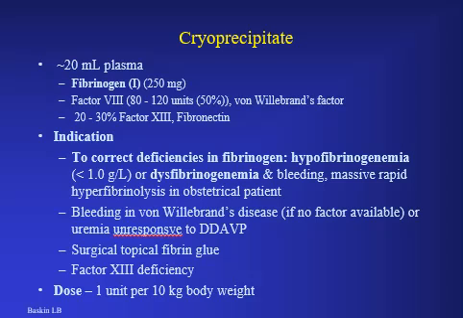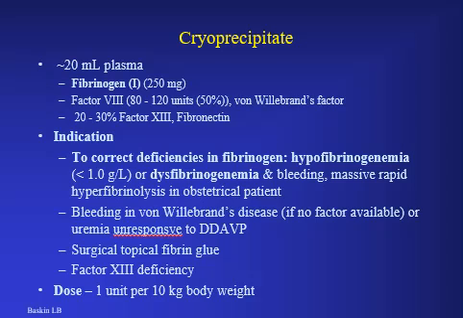Now, cryoprecipitate is a concentrated source of fibrinogen and factor VIII, along with some von Willebrand's factor, factor 13, and fibronectin. And this is all in a volume of about 20 mils of plasma. Since it's frozen, it's going to take, again, about 30 minutes to prepare, and oftentimes it's given in pools of 10 units.